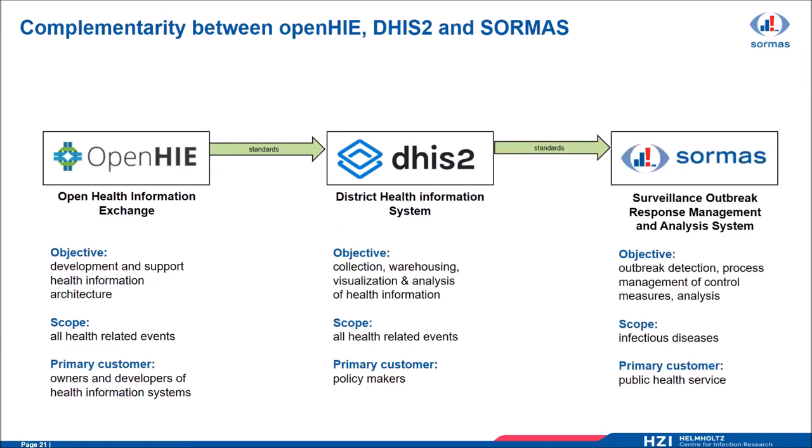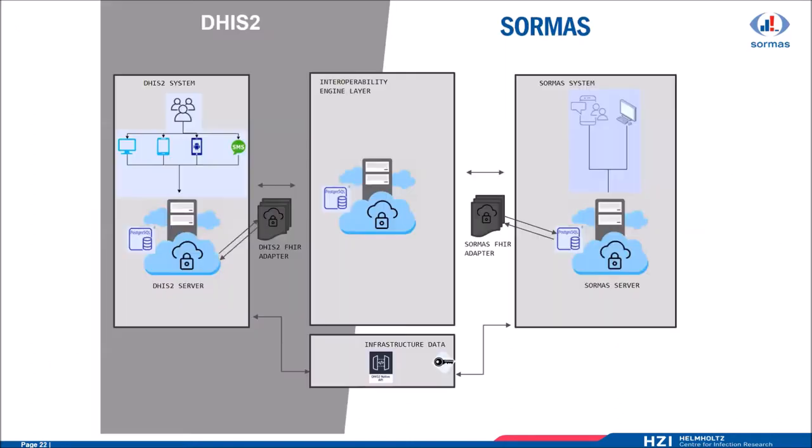And SORMAS is like the younger brother to DHIS2, where SORMAS focuses more on infectious diseases, outbreak detection, and process management of control measures, and its primary customer is a public health service. What happens is that SORMAS can push data to DHIS2 because DHIS2 in most African countries concentrates more on warehousing and collection and visualization of all health-related events.